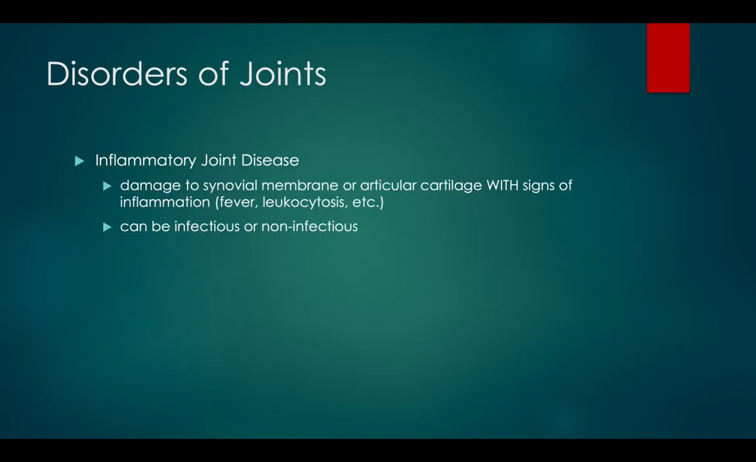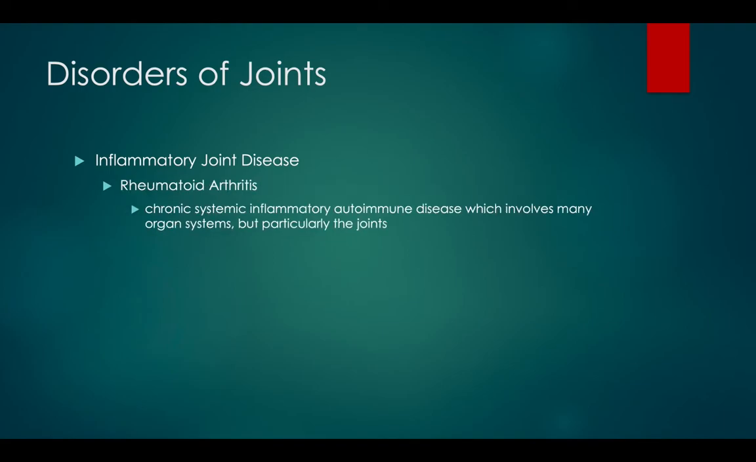Inflammatory joint disease: damage to the synovial membrane or articular cartilage with signs of inflammation such as fever, leukocytosis, etc. Can be infectious or non-infectious in origin. So the classic example of this is rheumatoid arthritis. It is a chronic systemic inflammatory autoimmune disease, which involves many of the organ systems, but particularly joints. So people always think about rheumatoid arthritis in relation to the joints, but it affects more than just the joints. So that's important to know.